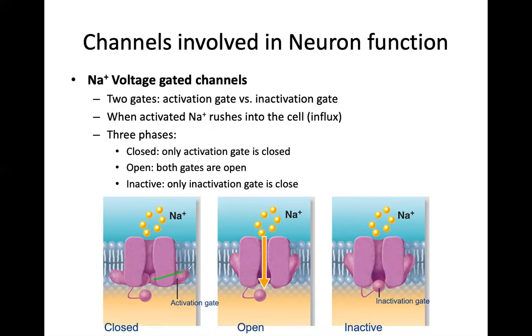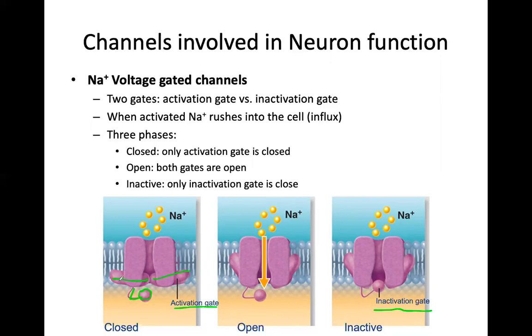These are the gates right here. You see them at an angle. These are called the activation gate. And you have a second gate, which is this little thing you see hanging here. This is your inactivation gate. When this gate is engaged, when it's in place, then your channel would be inactive. But when the first gate is closed, then your channel is literally closed.